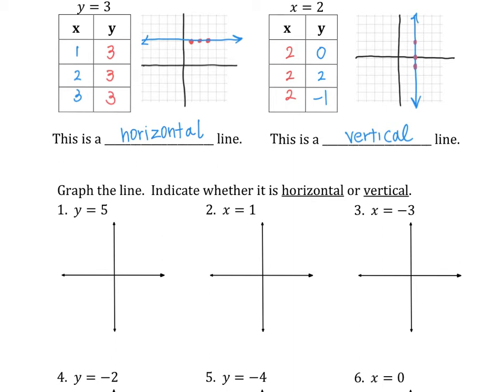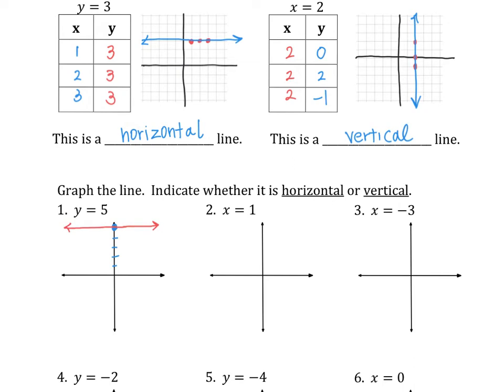The first one says y equals 5. Let's see. It's going to hit the y-axis at 5. So 1, 2, 3, 4, 5. I definitely know that's on my line. Since it starts with y equals, it will make a horizontal line. So since I know it's y equals 5, I'm going to go ahead and draw a horizontal line. Since there's no x in the equation, it probably won't touch the x-axis at all.